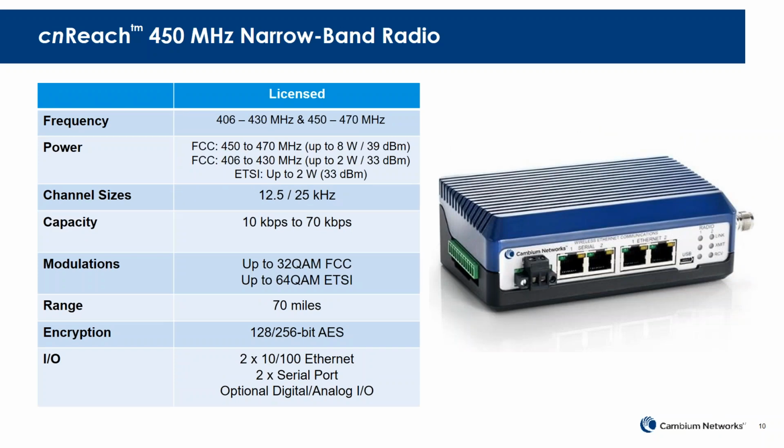We recently introduced 450 megahertz. This is in the FCC band, available in a couple of bands, 406 to 430 megahertz up to 2 watts, and 450 to 470 megahertz up to 8 watts. This is, again, a licensed spectrum, so you need to have a FCC grant or license to operate this product in these bands.